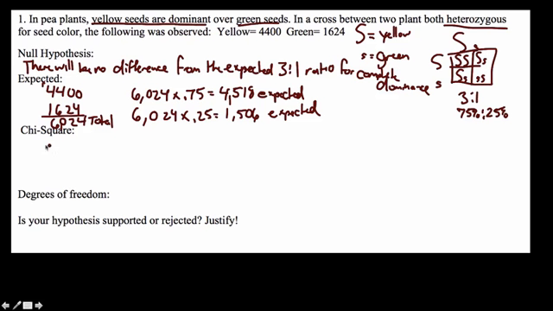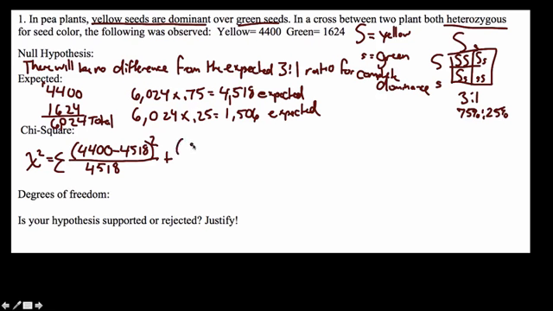So for the chi-square test, chi squared equals the sum of all the observed minus expected squared divided by expected. Mouthful. So you go observed minus expected. So we'll start with the yellow. So observed is 4,400 minus the expected of 4,518. And then we square that value. Then we divide it by what we expect as well. So 4,518. And it's the sum of, so we also have to do it for green.